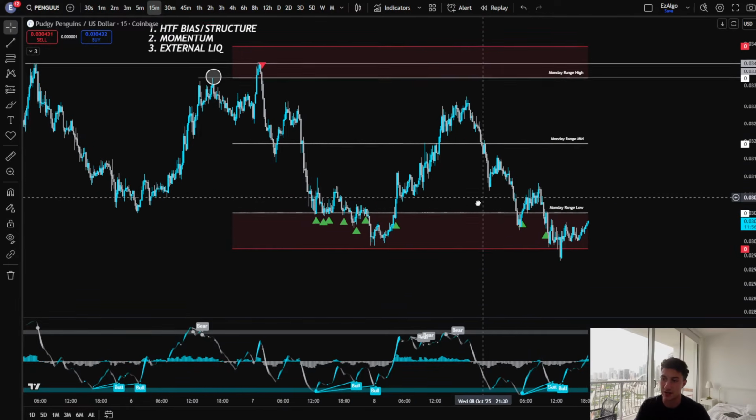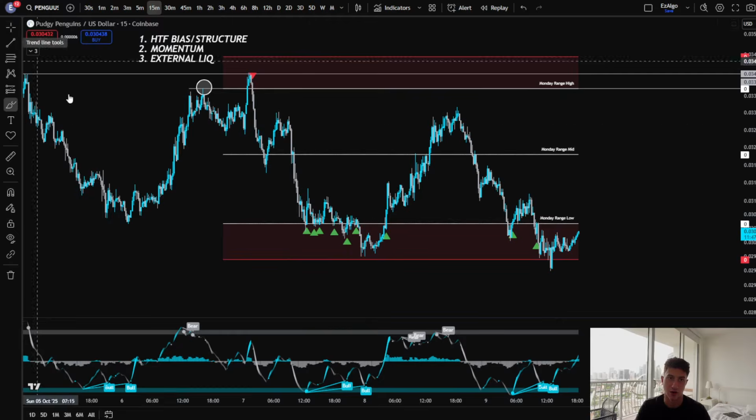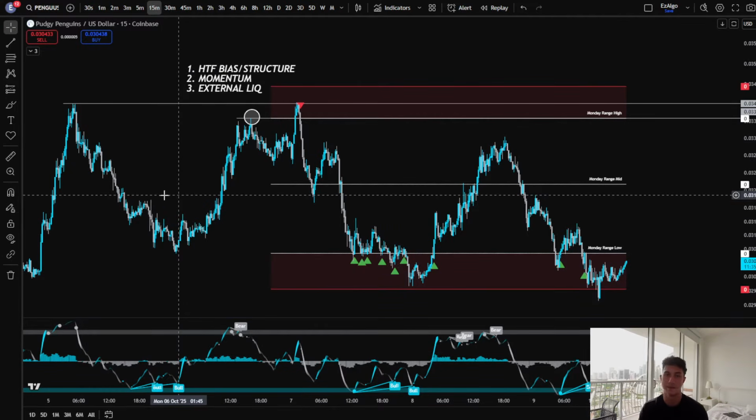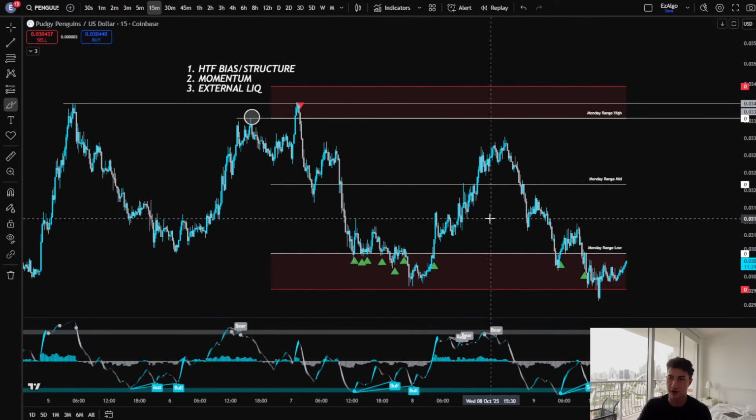Okay, it obviously comes back down to the Monday range low, but guys, we're not taking these trades back down at the Monday range low. Another rule I like to use when using this strategy is I only look for the first sweep of the Monday range high or low, right? So obviously, this was a valid trade because we didn't yet see that first move up.